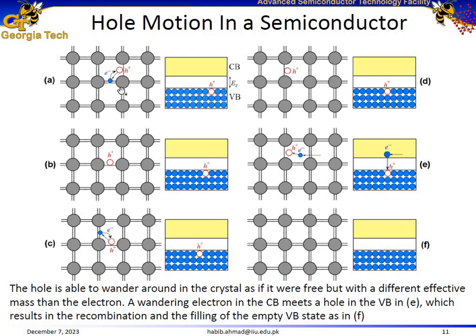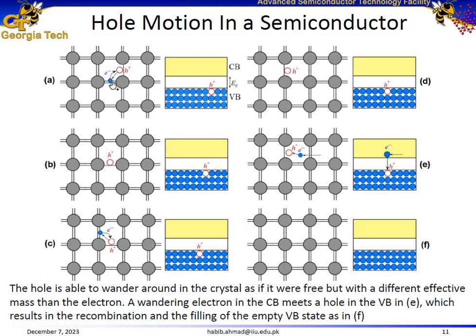Here is how a hole actually moves around inside a semiconductor. So consider that this bond is broken. An electron is free to move around inside the semiconductor, leaving behind this vacancy. We call it a hole.